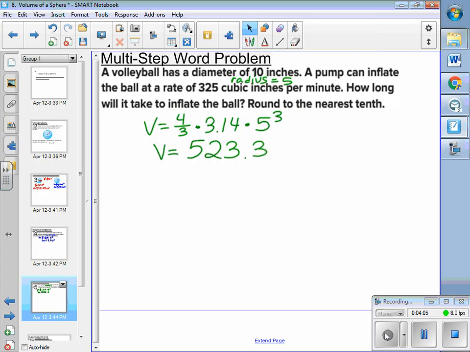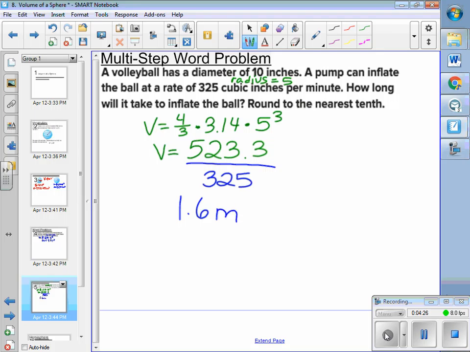Then we're going to take that volume and divide it by the 325 cubic inches per minute, and we get 1.6. No, I'm sorry, it's going to be that many minutes, because the volume is in cubic inches and the rate is cubic inches per minute. Not inches, minutes.